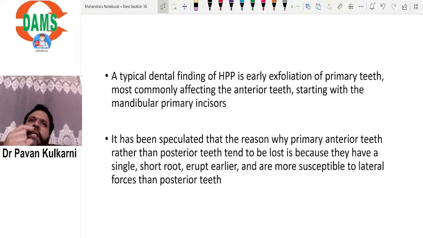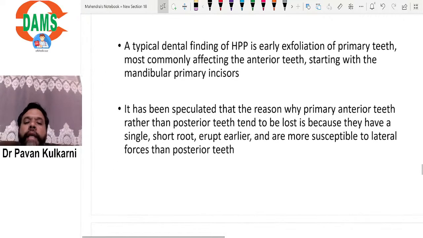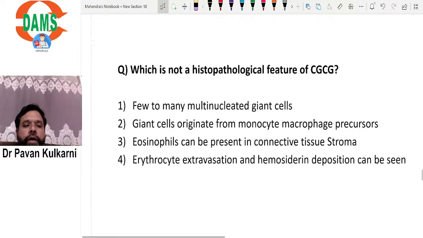Because roots are single, small, and very short, they will erupt earlier, hence they are more susceptible to lateral forces, and hence there is a high chance that they are exfoliated more than the posterior. That is a hypothesis that has been given for why, particularly in hypophosphatasia, primary mandibular incisors are exfoliated.